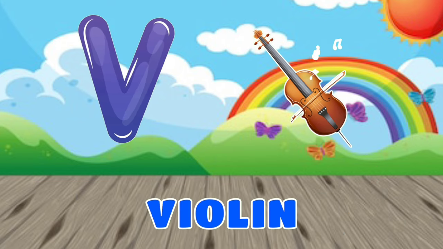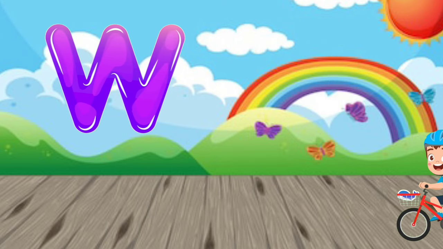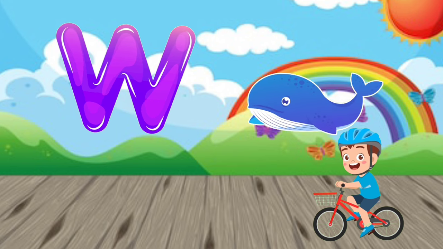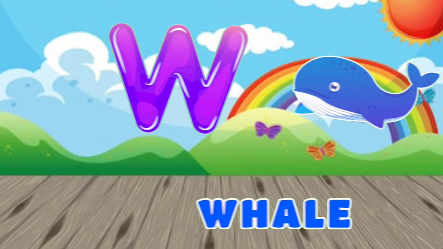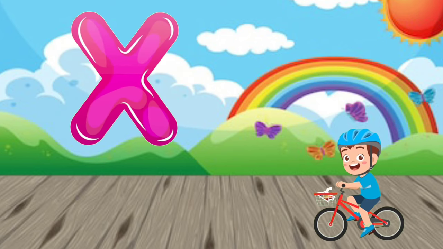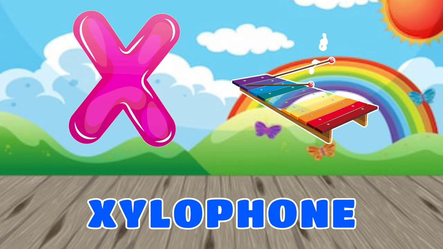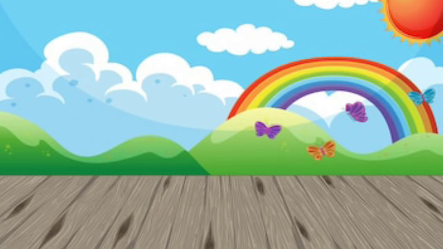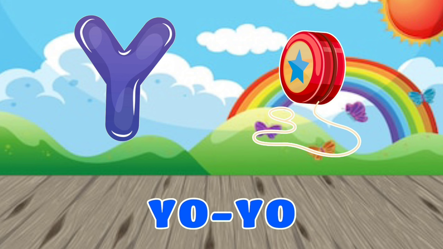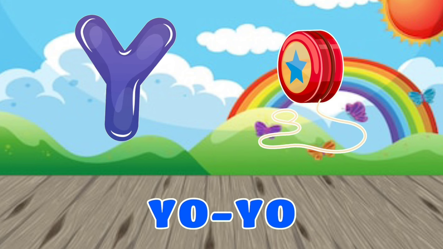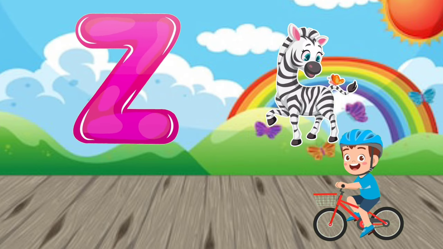V is for violin. W is for whale. X is for xylophone. Y is for yo-yo. Z is for zebra.